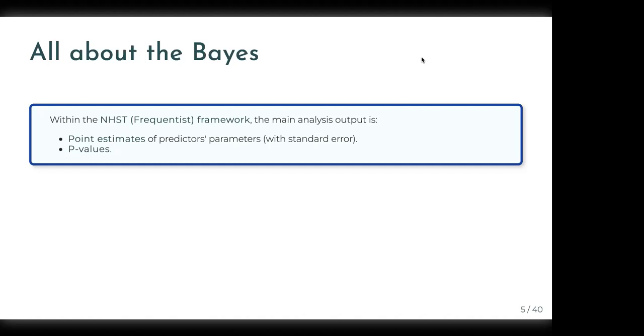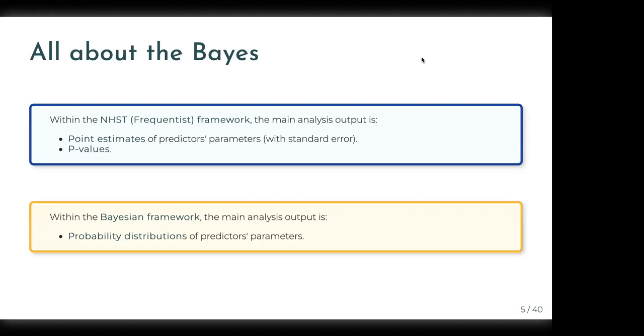So you get an estimate for an effect, for example, or for the intercept of the predictors that you have included in the model with a corresponding standard error. But this is basically the main output of the frequentist model, single point estimates and p-values related to those point estimates.